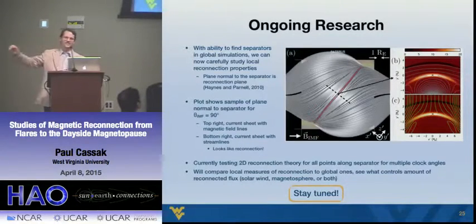So we can study this stuff to death now, and we have the separators for all these. We can go everywhere along the separator. We can change the interplanetary magnetic field parameters, and we can really study this. We're currently testing these 2D reconnection models to see if they work. I'm really wanting to tell you what our results are, but they're not quite ready for prime time. But I think it's going to be really interesting, so I'm just going to say stay tuned, because there's some really interesting stuff coming. And furthermore, going back to this question of local versus global, I really think we're going to be able to address these questions now that we can really characterize what's going on locally, whereas it was really difficult to do that before.